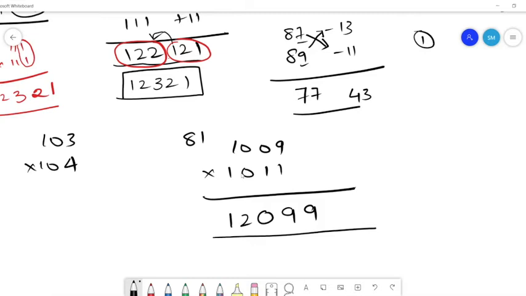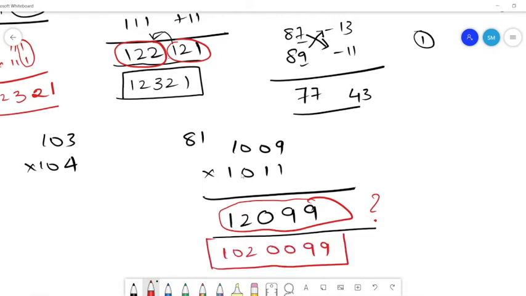So 11 nines are 99. 11 plus 9 is 20, preceded by the 1. Okay, so can you check the actual answer? You have some zeros missing, right? Yes, the power of zeros. It's 1020099. Of course, I never factored in the scale.